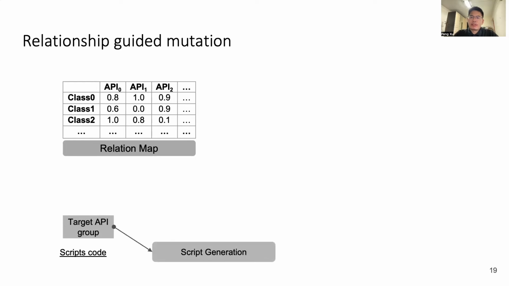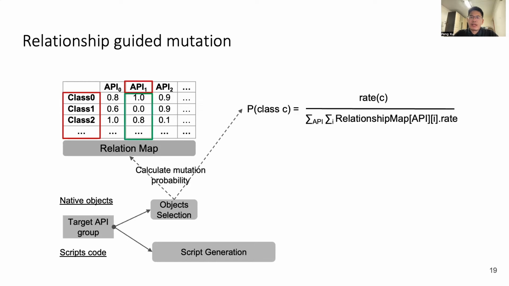For native objects, we get a seed sample and select objects in this sample for mutation. Specifically, we refer to the relation map and design an algorithm to calculate the mutation probability for each object in the seed sample. In general, the mutation probability is positively correlated with the strength of the relationship.